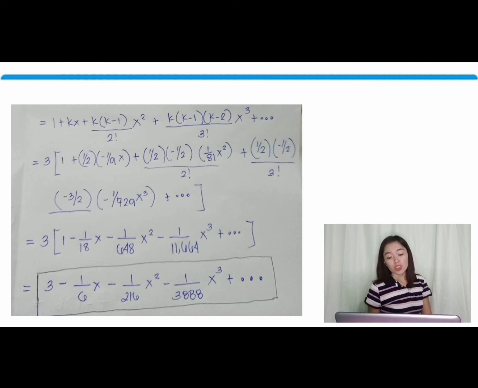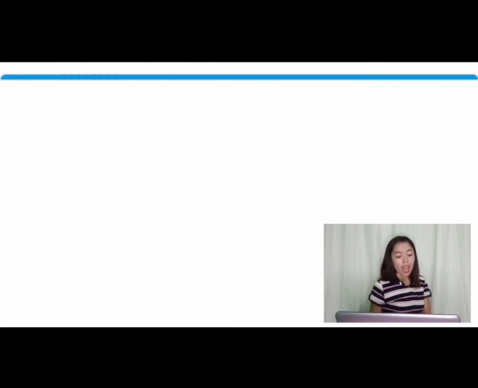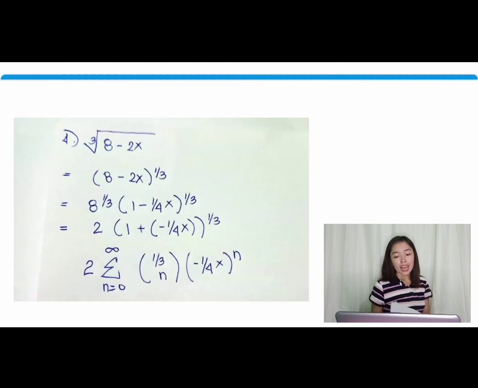Therefore, the first terms for this binomial series are 3 minus 1 over 6x minus 1 over 216x squared minus 1 over 3,888x cubed plus dot dot dot. Now, how about this example?